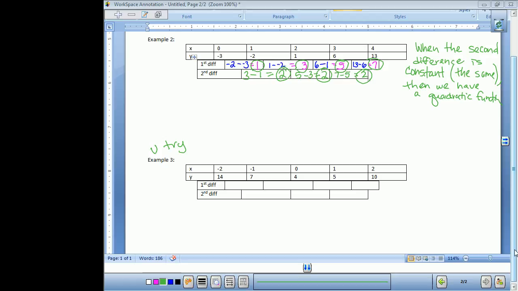Slowly growing up having this class. Alright, so in this one, we get -7, -3, 1, and 5. And then when we subtract these two, we get +4, +4, +4. They're all the same. Is it a quadratic? Yeah.